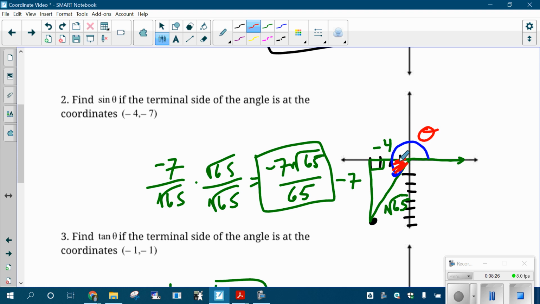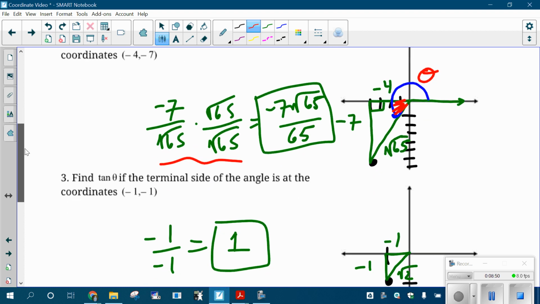And then I was looking for the sine, so I did y over r, opposite over hypotenuse. I rationalized it, and I got that. Again, our ideas about where the different trig functions are positive or negative still apply. All Students Take Calculus: tangent is positive in the third quadrant, sine and cosine should be negative, so the sine is negative because we're in the third quadrant. So that idea still applies.